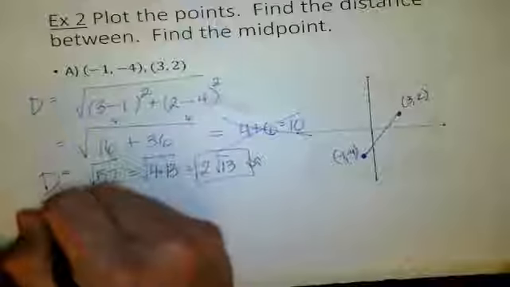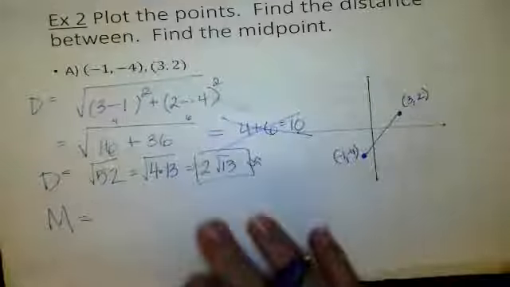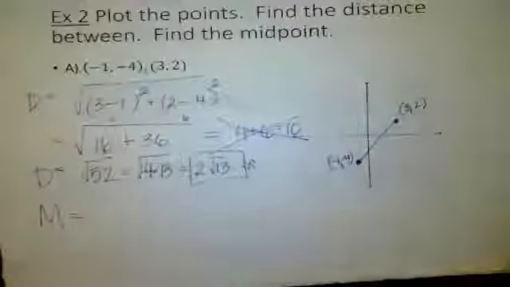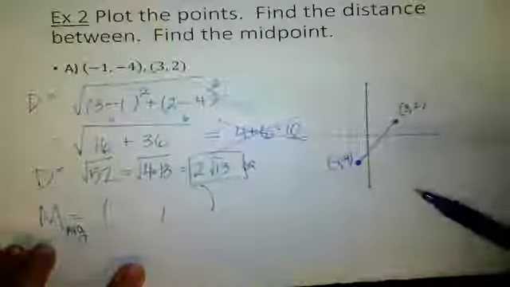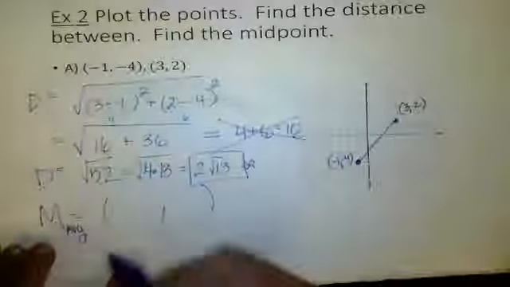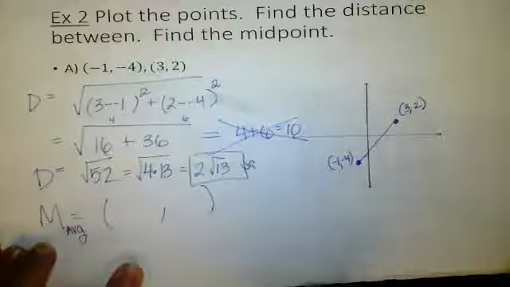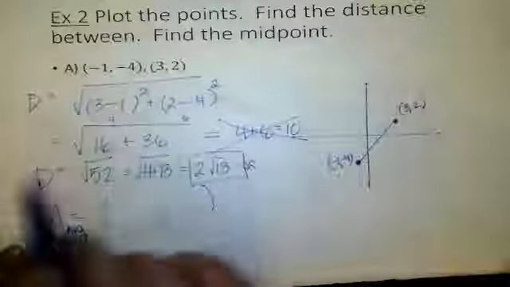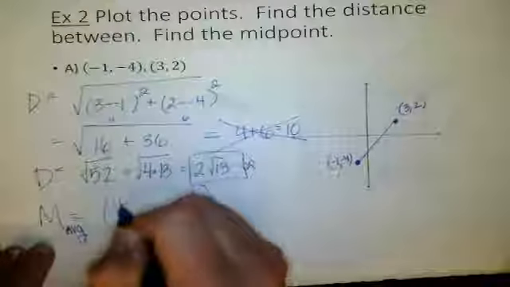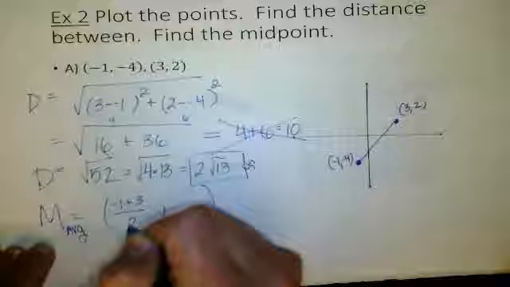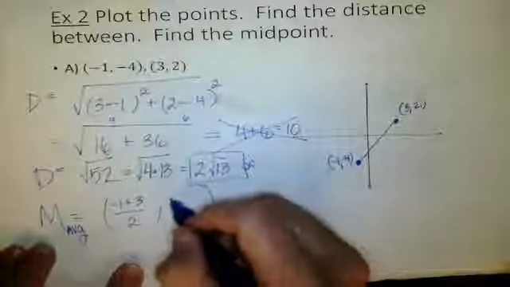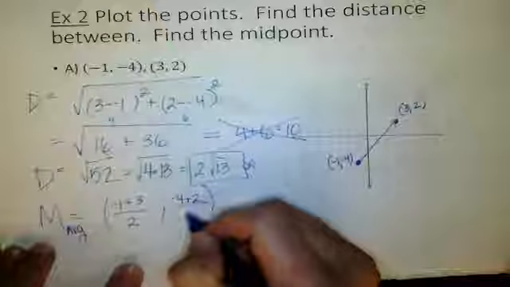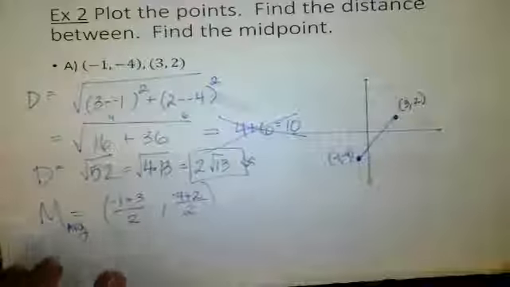Okay. Midpoint. What is a midpoint? What does it really mean? The average. Thank you. We're going to take the average of the x values. What's an average? Add and divide, right? So we're going to add our x values. So -1 plus 3 and divide by 2. And we're going to add our y values. -4 plus 2 divided by 2.